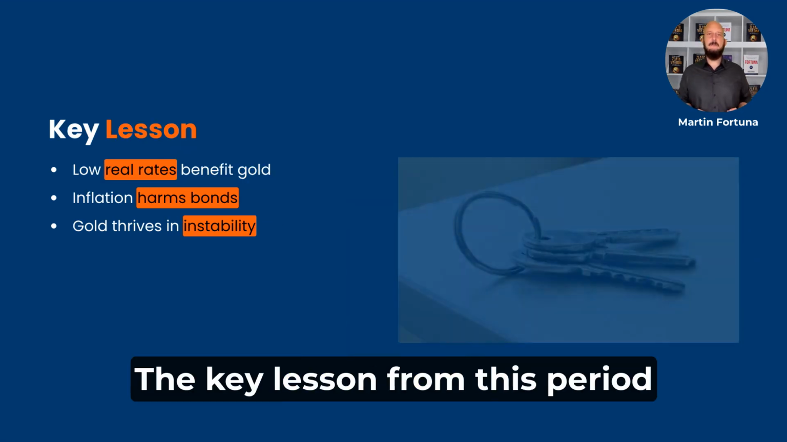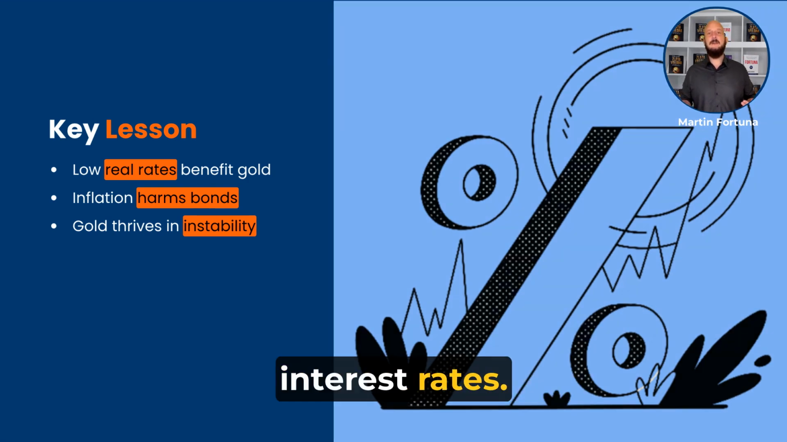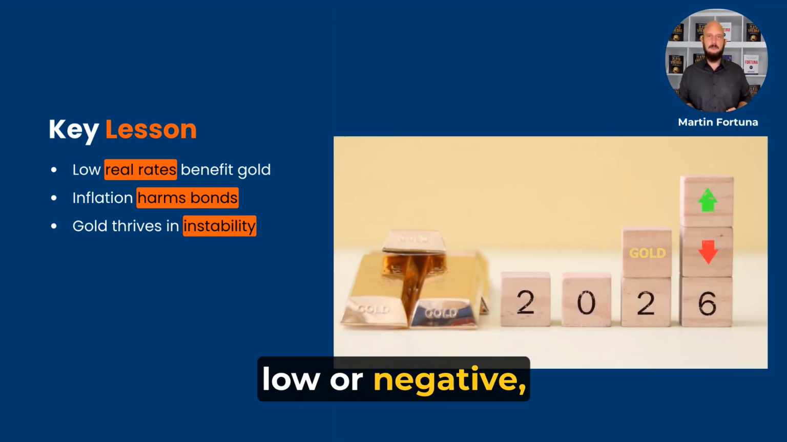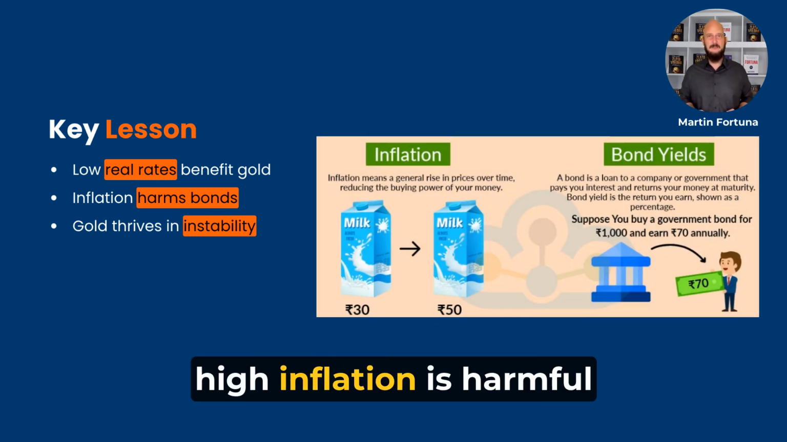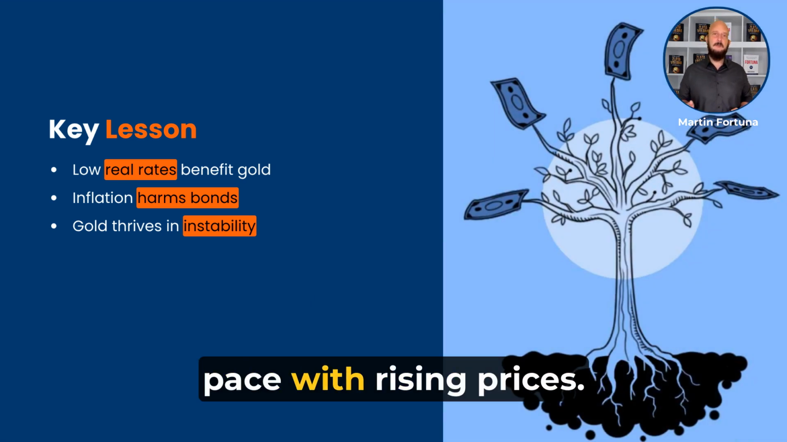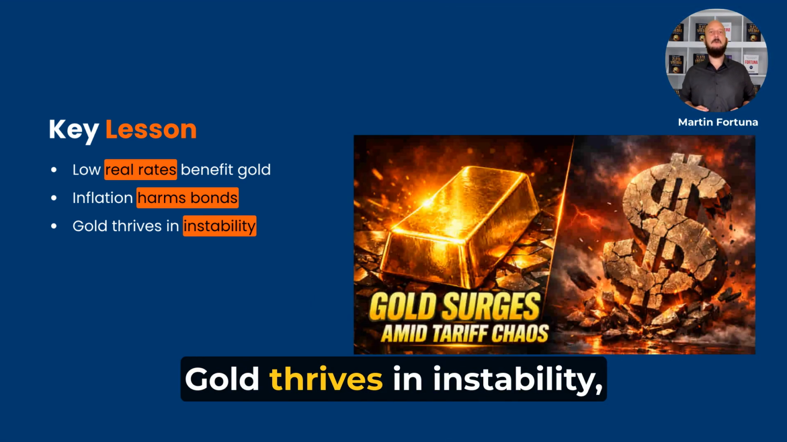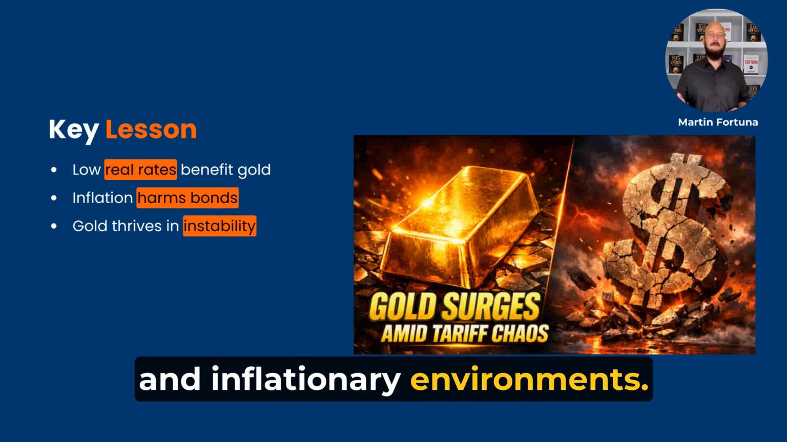Key lesson. The key lesson from this period is the importance of real interest rates. When real rates are low or negative, gold becomes more attractive. At the same time, high inflation is harmful to bonds. Their fixed returns cannot keep pace with rising prices. Gold thrives in instability, uncertainty, and inflationary environments.